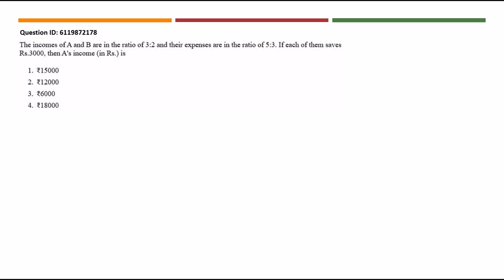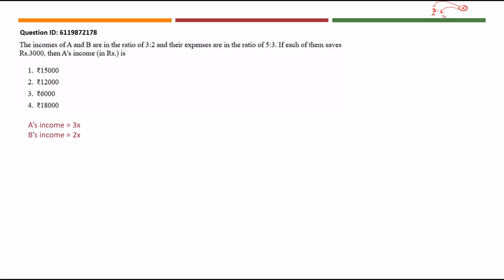If each of them saves rupees 3000, then we have to find A's income in rupees. A's income and B's income are given in the form of ratio. Whenever there is ratio involved like 3:2, there must be a number X. When it is multiplied with 3, we will get A's income. When it is multiplied with 2, we will get B's income.